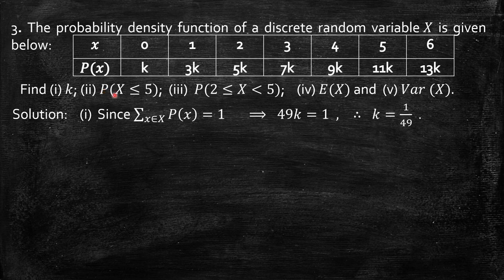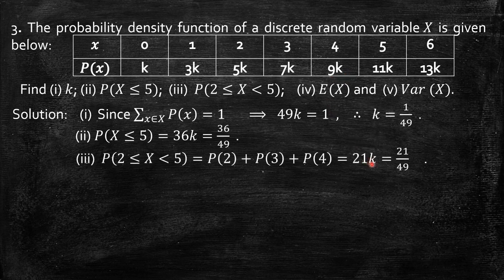Now I can find the probability of x less than or equal to 5. That means adding all the probabilities up to 5. So it is 1, 3, 5, 9, plus 7 is 16, plus 9 is 25, plus 11 is 36k. K is 1 by 49, so the probability of x less than or equal to 5 is 36 by 49. Similarly, the probability of 2 less than or equal to x less than 5, which means up to 4. So I have 5 plus 7 plus 9, that is 21k, which is 21 by 49.